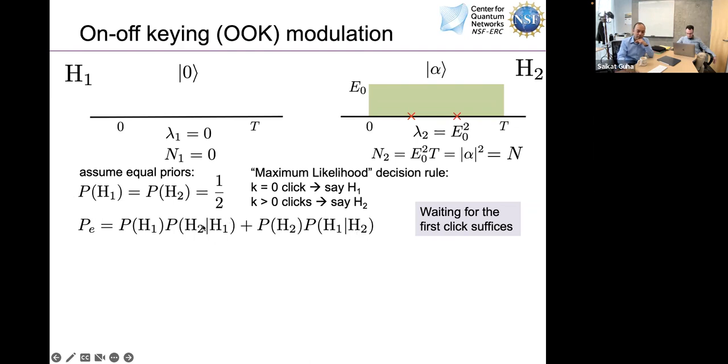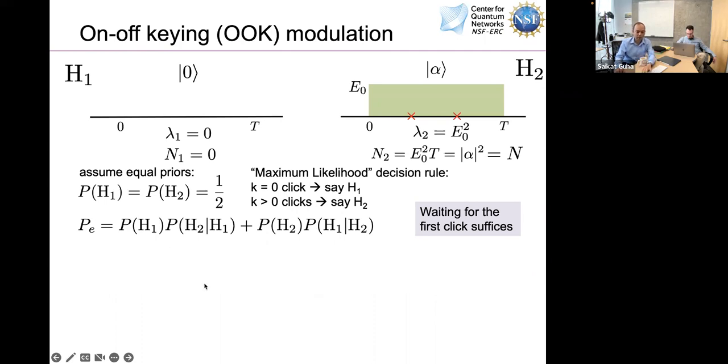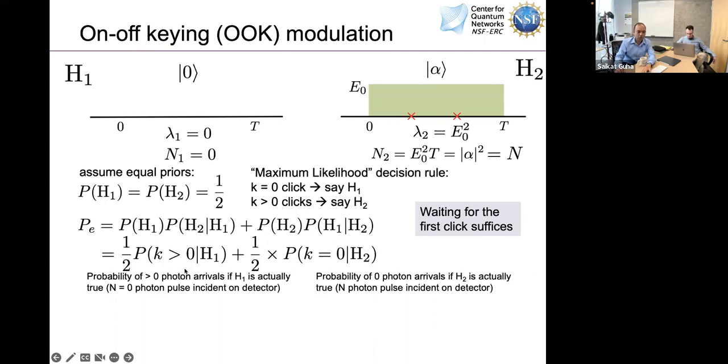And same here. So let's look at this first part. What is the probability that you will guess hypothesis 2 given hypothesis 1 is true? If hypothesis 1 is true, the only way you can make an error is if a click occurs, right? If k, the number of photons you get, is greater than 0. Now, can you tell me what this is? This is not going to happen. This probability is 0. You're never going to get a click if hypothesis 1 is true. So this first term is 0.